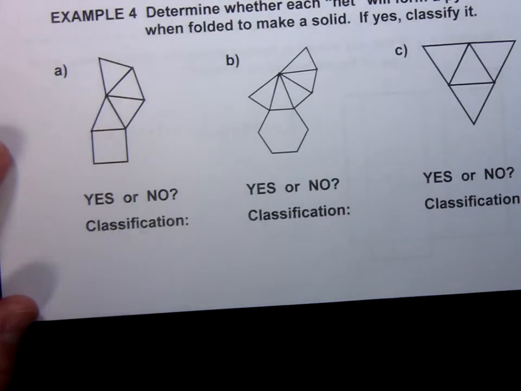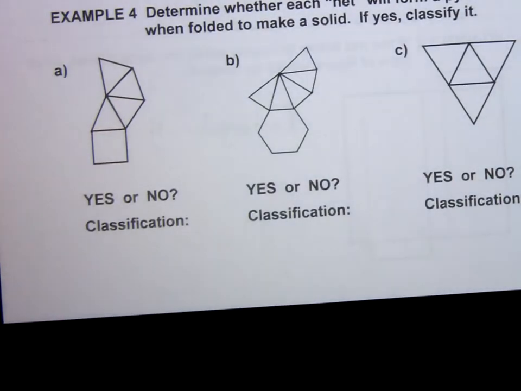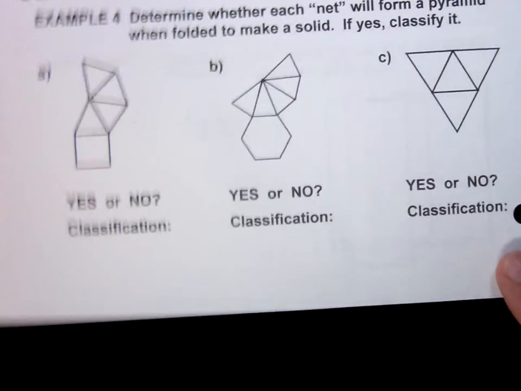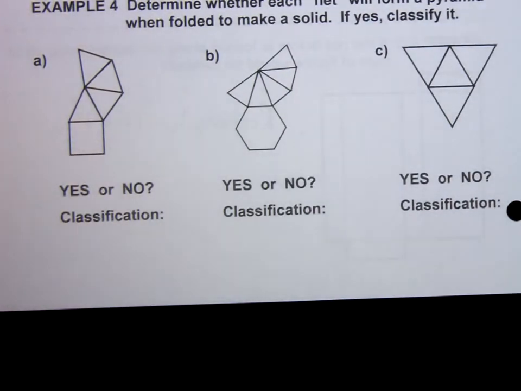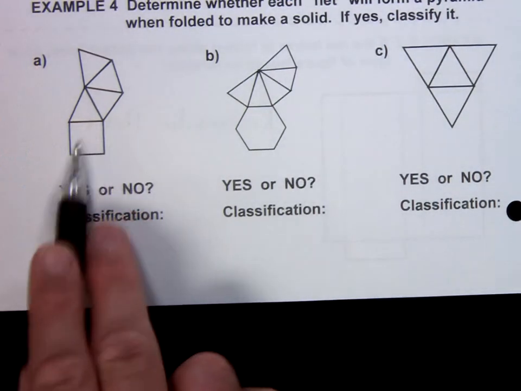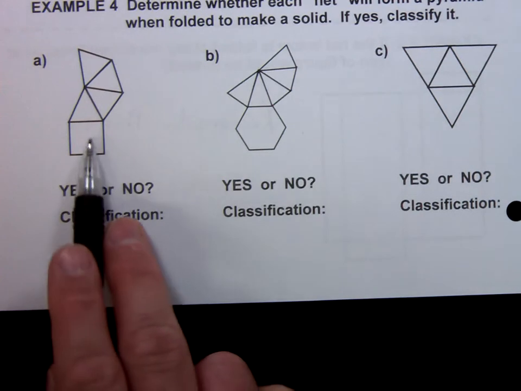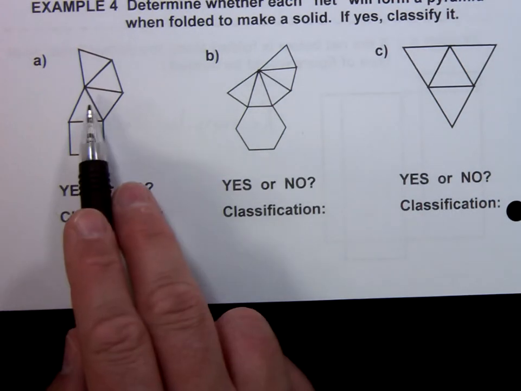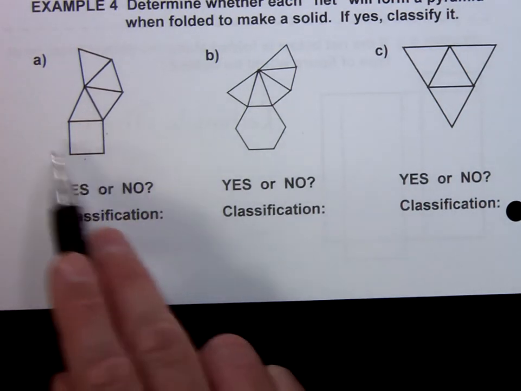Alright, example 4. Determine whether each net will form a pyramid when folded to make a solid. If yes, classify it. So if we were to fold these up and create a three-dimensional figure, would these make a pyramid? Remember, a pyramid only has one base, and it has a bunch of triangles for lateral faces. So here, this would need to be a square pyramid, or at least a rectangular pyramid. So you would need a triangle for each side of that base.